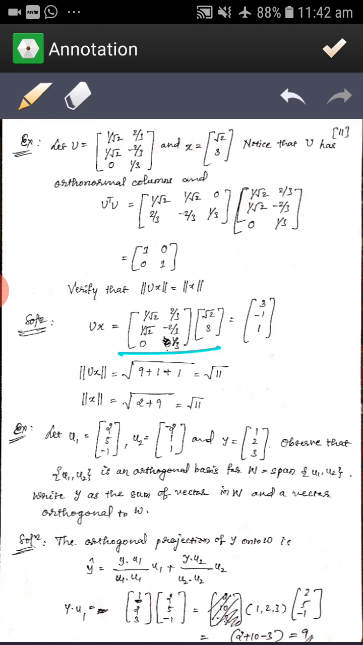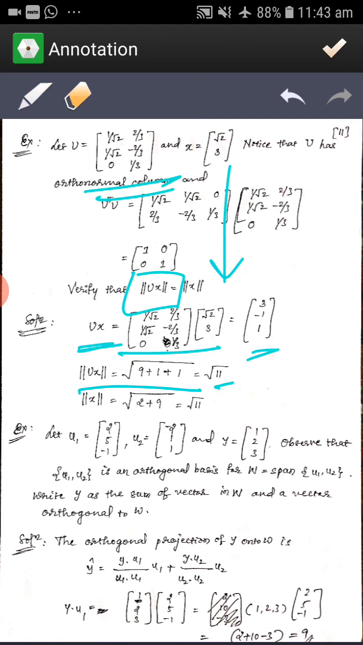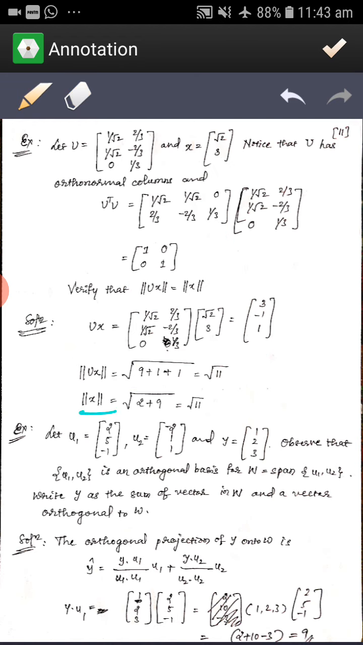First we need to calculate ux. We take u directly and x, and if you multiply here, we will get minus 3, minus 1, 1. Then we need to take the length of this ux, which is the square root of the sum of squares: 3 squared plus minus 1 squared plus 1 squared, which leads to root 11. Similarly the length of x is root 11, so both are the same. So we have verified that the length of ux is equal to the length of x. Okay, similarly we'll take the other problem.